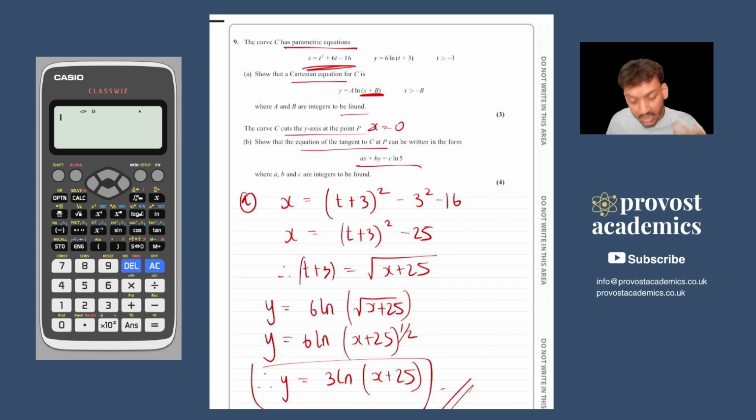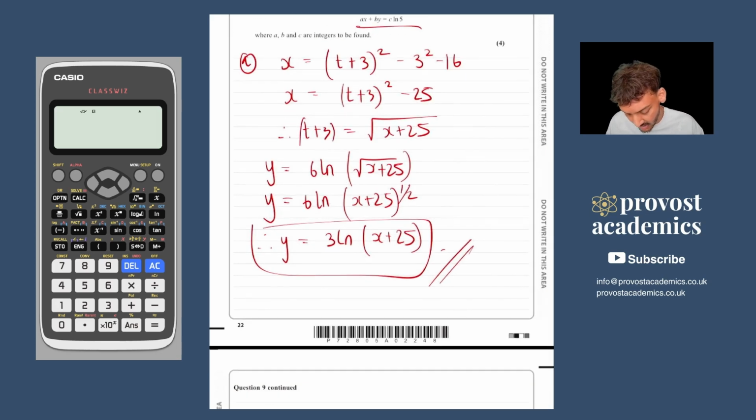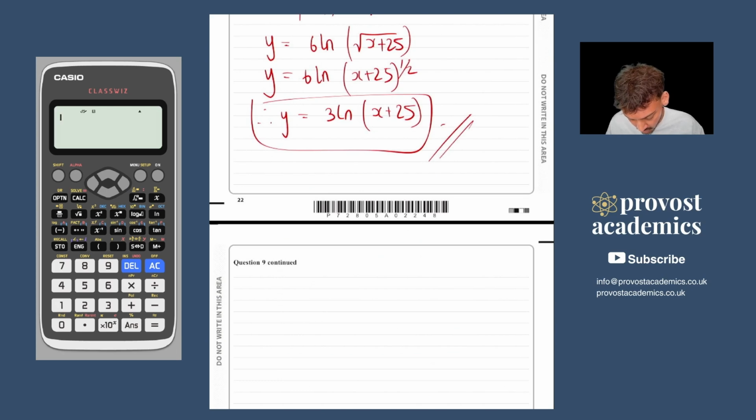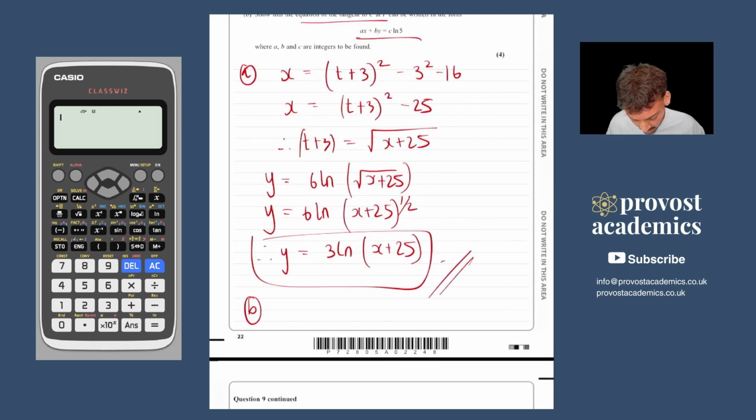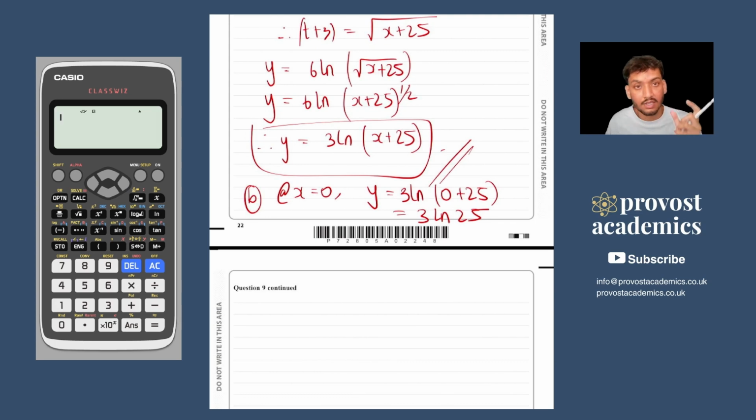And we can use that into y equals mx plus c, and therefore find the rest of the equation. So that's exactly what I'm going to do. So to start off, I'm going to just do a bit of housekeeping, and I'm going to say x equals 0. What does y need to be? y needs to be 3 ln of 0 plus 25. So that's 3 ln of 25. Okay, so that's my coordinate pair x and y.